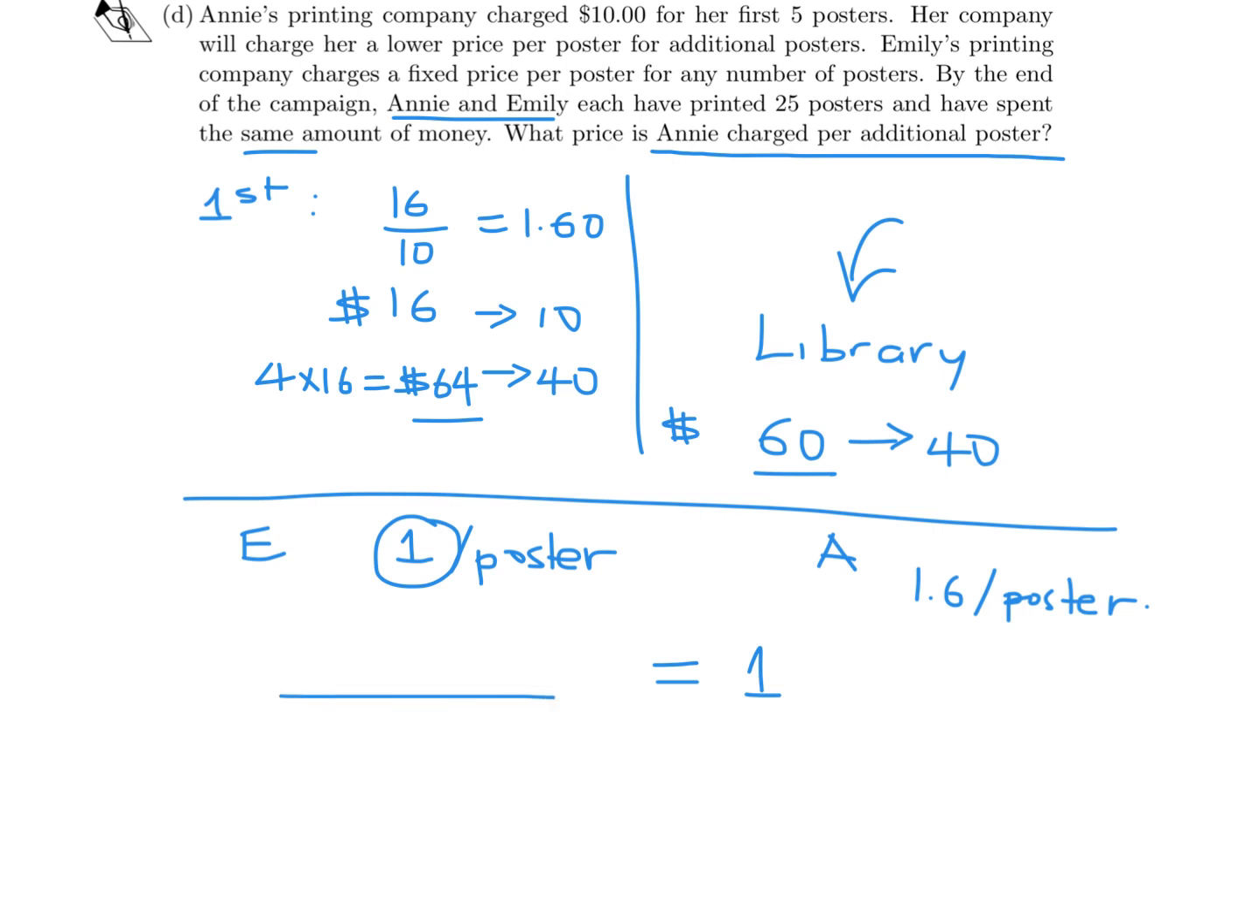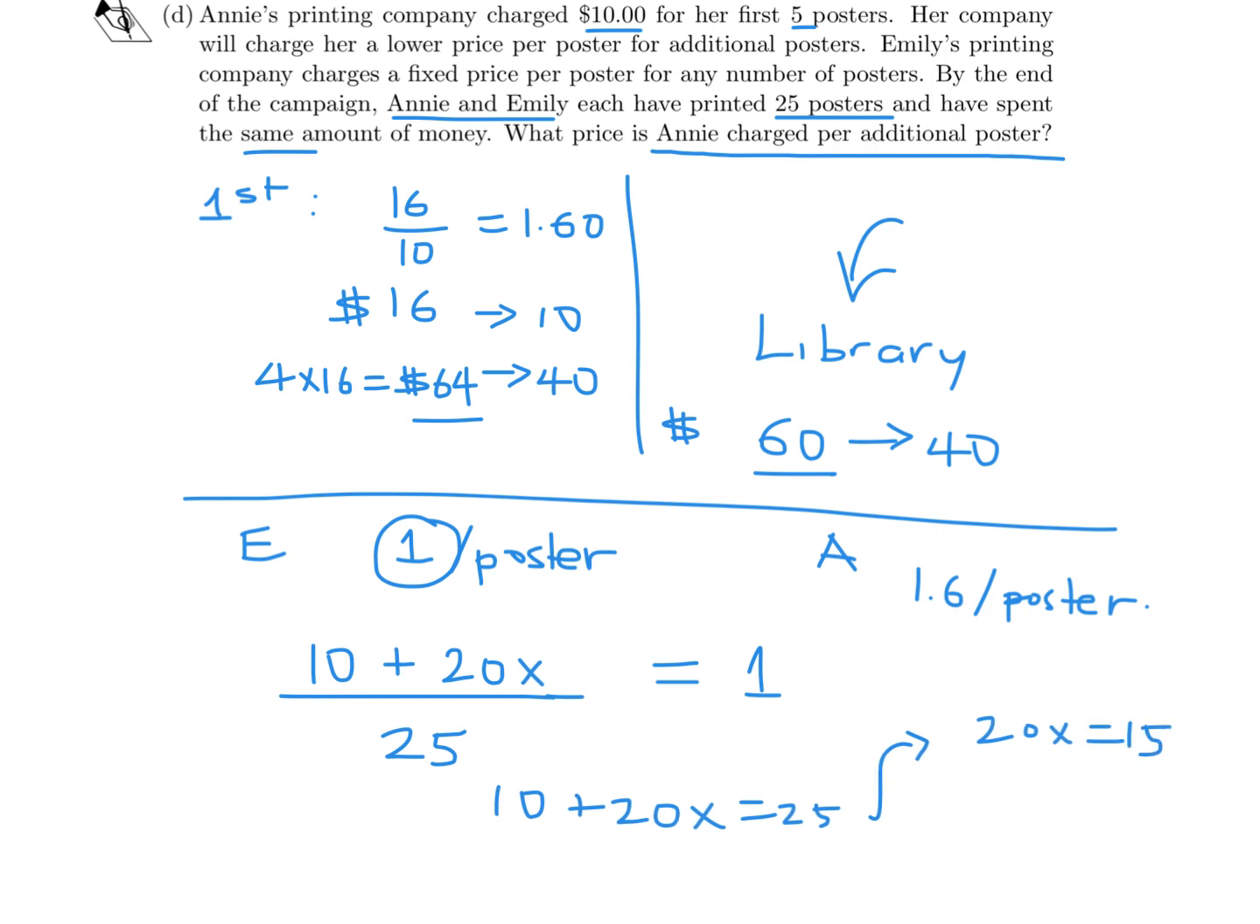So the total number of posters is 25, right? So that goes in the denominator. And the first 5 posters were $10. And then we got another 20 posters, and we don't know the price. So I guess this is the algebraic equation. Okay, so let's solve this. So 10 plus 20x is 25. So 20x is 15, so x is 15 over 20, and that is 0.75. So 75 cents is the answer to this question.